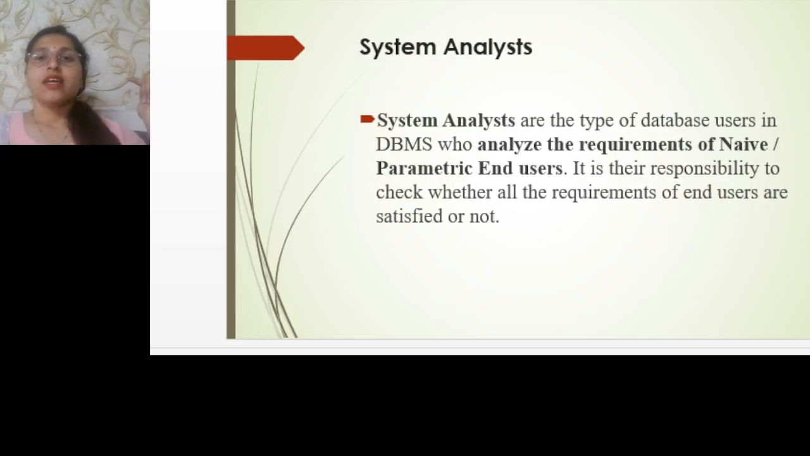Next is the system analyst. The system analyst will check whether all the requirements of the naive user have been satisfied or not. They are the people who develop the canned transactions, a standard form of transaction that will be used by the naive user. They are also going to check for feasibility. They will check for economic feasibility and technical feasibility. These people help ensure that all the requirements of the naive user are satisfied. That is the system analyst.